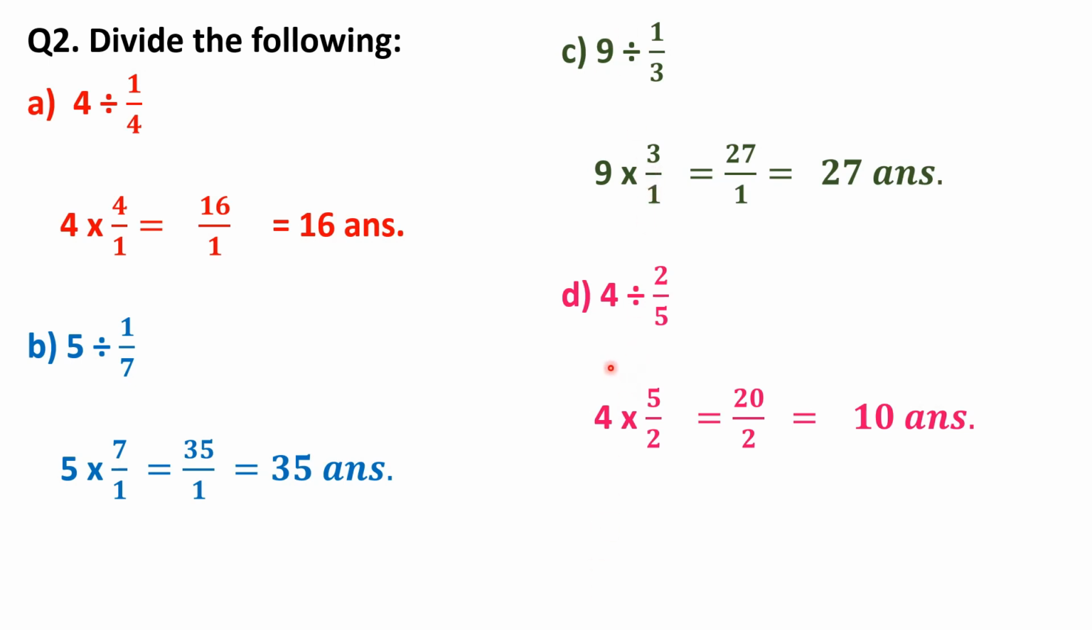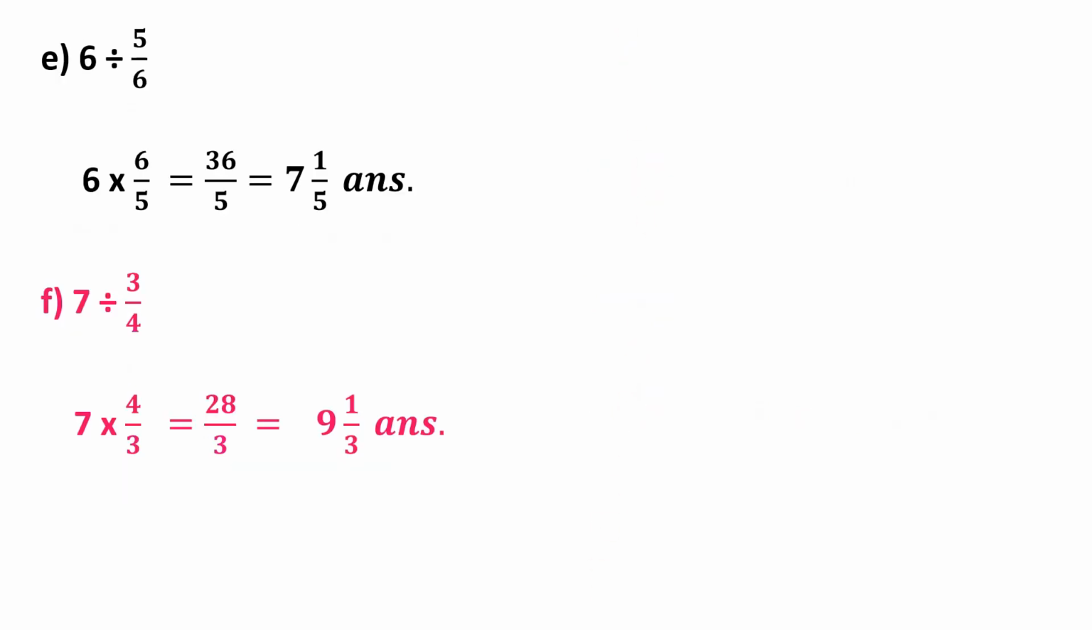You can see and you can note it down in your copy. These all are the solutions of the same question. Same thing we are doing. We are taking the reciprocal and multiplying the numerators, and then the denominator we are writing here. So you can see 6 divided by 5 by 6. The reciprocal of 5 by 6 is 6 by 5, and the multiplication sign will come here.